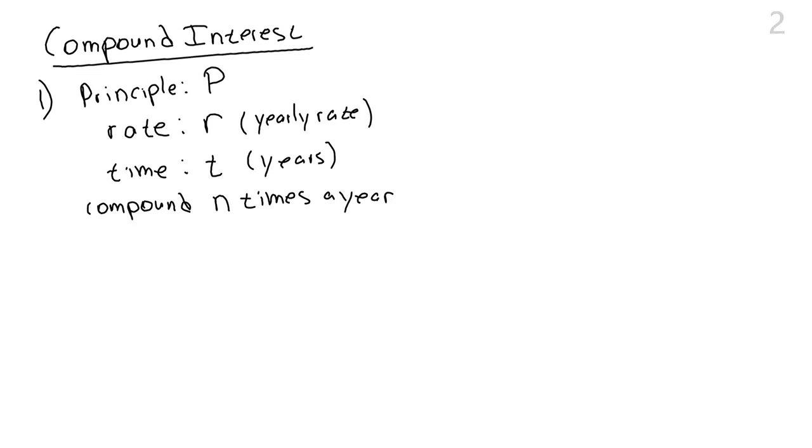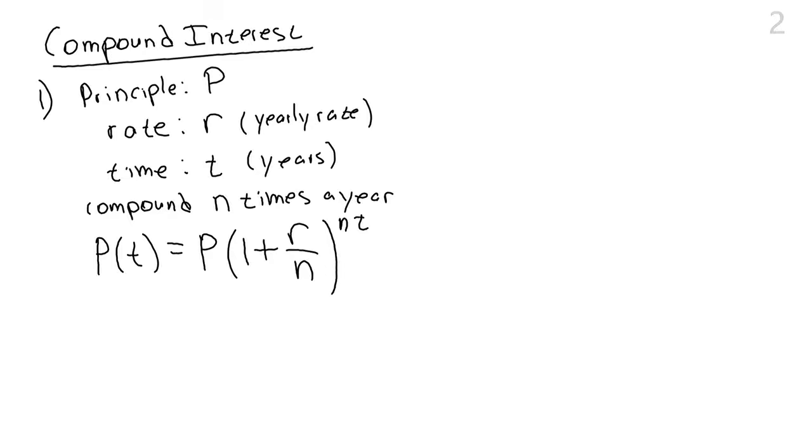Then the compounding formula becomes as follows. P of t is the principal times 1 plus the rate expressed as a decimal divided by n, compounding n times a year, to the power of n times t. And yes, you are responsible for remembering this.